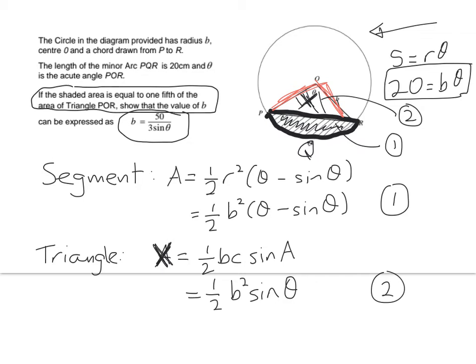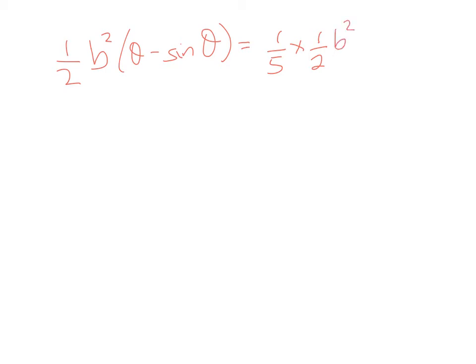So what I need to do now is to take this and relate it to this in an equation. And we know that the segment is 1/5 the area of the triangle. So I'm going to do that on a new slide. Alright, so what can I say? Well, I've got 1/2 B squared times (theta minus sine theta) is equal to 1/5 of the area of the triangle. So I look at that, and I've got to look at where I'm trying to get to, because this is starting to get a little bit messy.